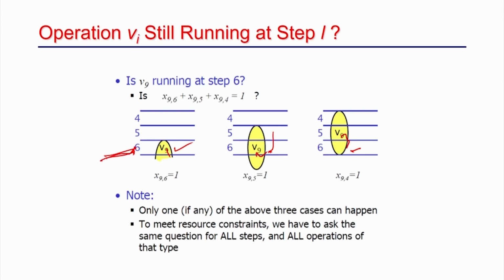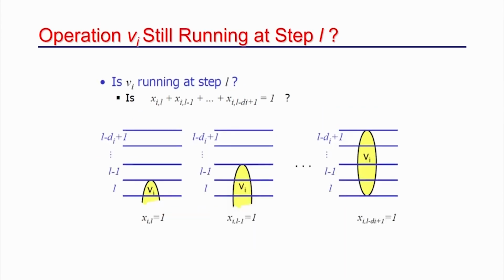So, whatever resource constraint is given to you, I have to consider all these scenarios, and the summation of these should be less than or equal to the number of multipliers specified. If you make it generic, and you are considering time step L, some operation may start at this point or in a previous step, going back to L minus di plus 1, because this is a Vi operation and it takes di cycles, so it might start here and still be running. These are all the possible scenarios, and the summation of all of them should be less than or equal to a_k.